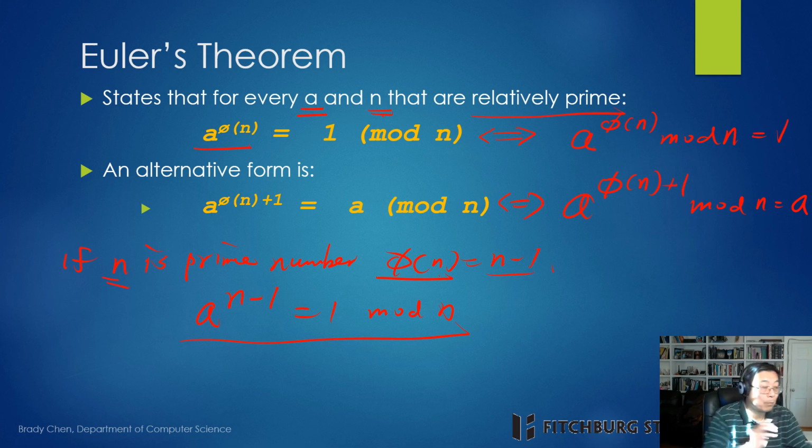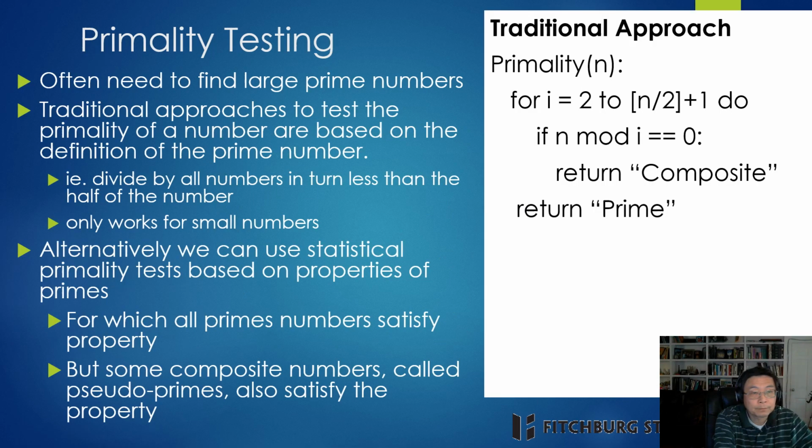So Euler's theorem is actually the generalization of Fermat's theorem. Euler's theorem also applies to a general value n. So there's actually no precondition for n. We don't assume n is a prime number. n could be any number, but then we replace n minus 1 with phi of n. So that's Euler's theorem, a generalization of Fermat's theorem. Euler's theorem is very important. Okay, we will see that.